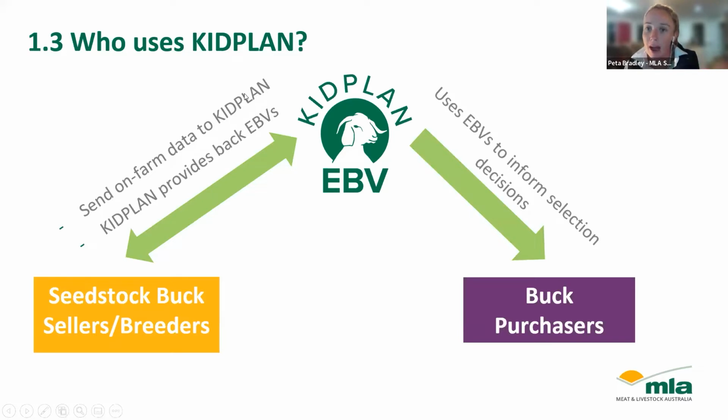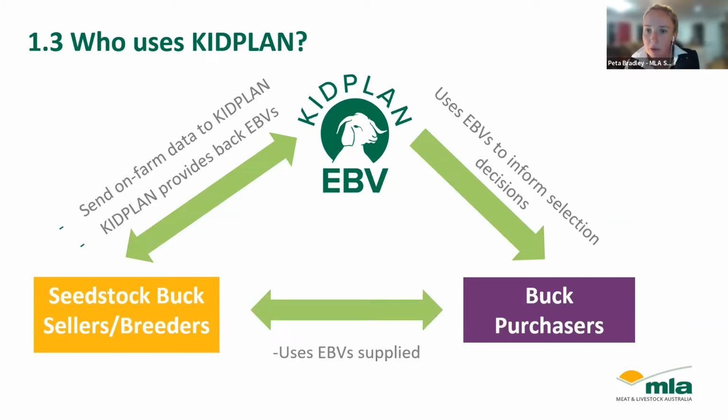So you actually go out annually and actively seek bucks to bring back in to improve the genetic merit of your herd. So if this is the case, you actually don't have to send us any data. You can use those EBVs to make selection decisions to drive genetic progress within your herd.